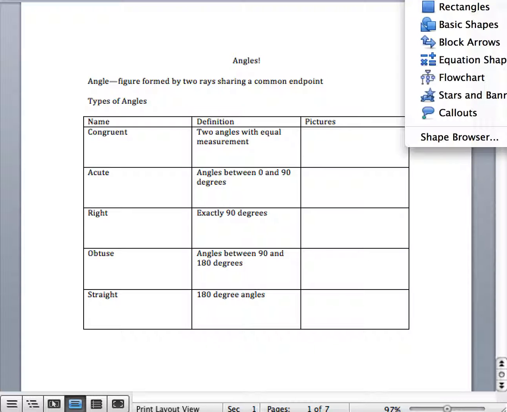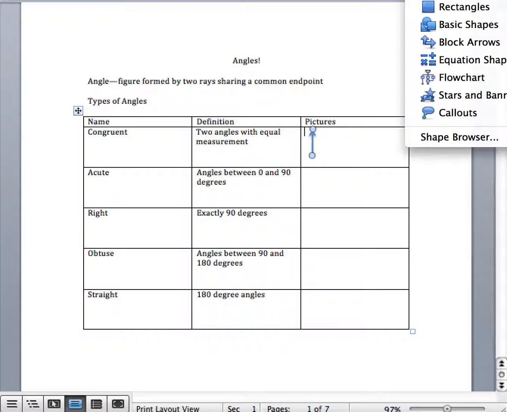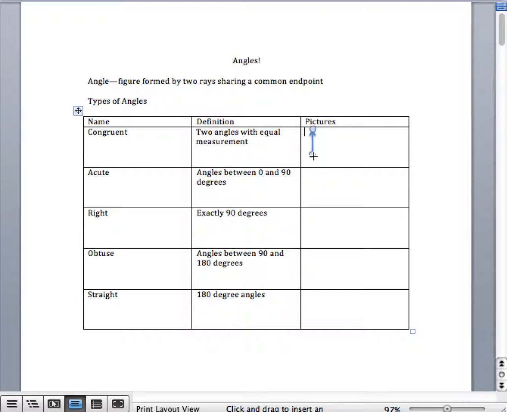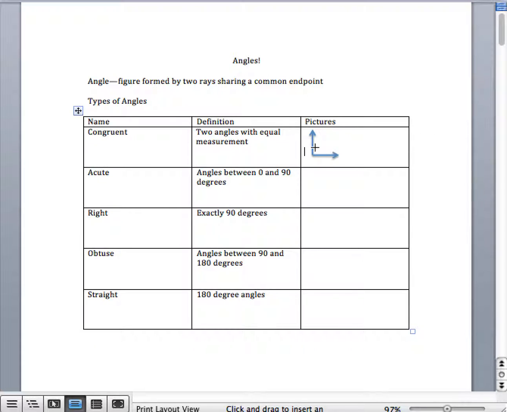For example, let's go with a 90-degree angle. So if we're trying to create a 90-degree angle, here is our 90-degree angle. So this is a ray, and this is a ray, and here's the common endpoint that they share to form this angle. And since it's 90 degrees, we indicate that with a little box, like so. So this is our 90-degree angle.